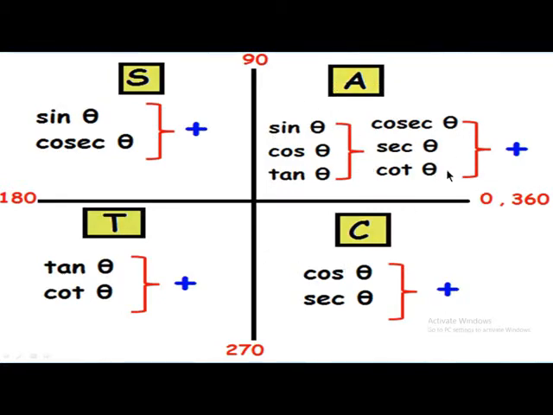At the first quadrant, all the trigonometrics are positive. At the second quadrant, only sine and cosecant are positive. It is 90 degree till 180 degree. And in the third quadrant, it's only tan and cotangent that are positive. It is more than 180 degree until 270 degree. And in the fourth quadrant, only cosine and secant are positive. It is more than 270 degree until 360 degree.